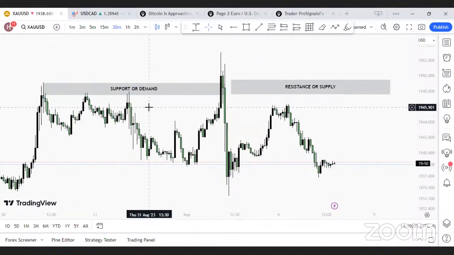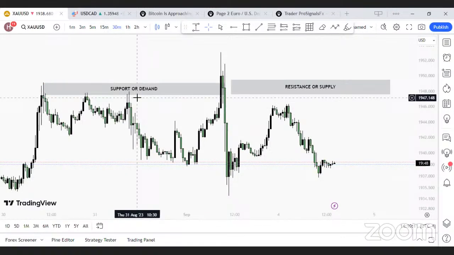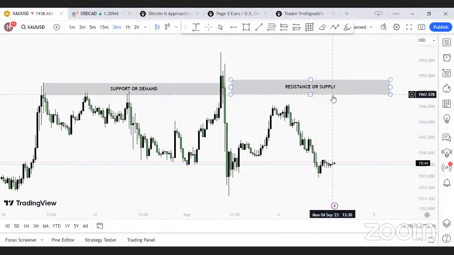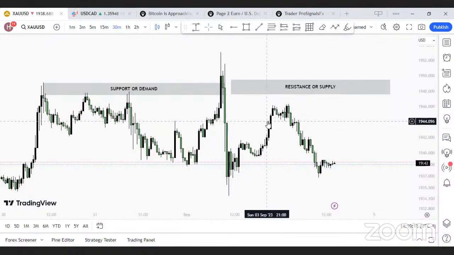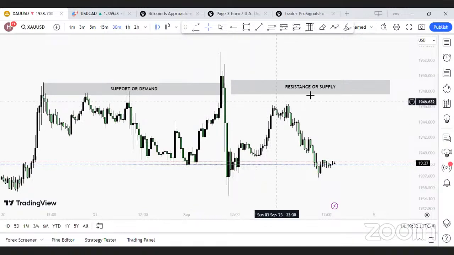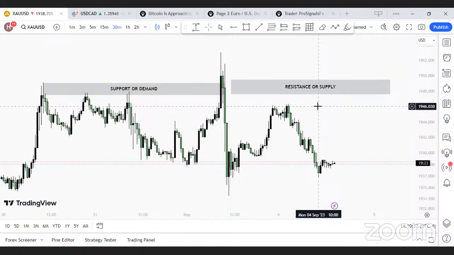Whenever you hear anybody saying, let me plot my demand and see where the market is going, or let me plot my supply and see where the market is going, they are still talking about support and resistance. Support also means demand, while resistance also means supply. Those are the two common names that forex traders like to call support and resistance. They either call it support or demand, or they call it resistance or supply.